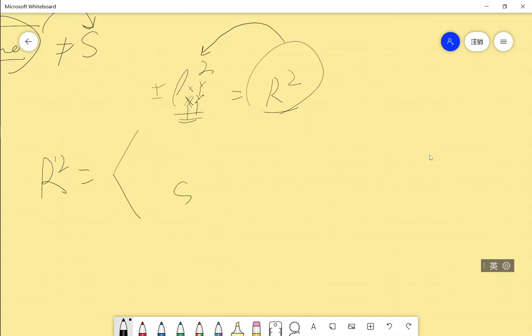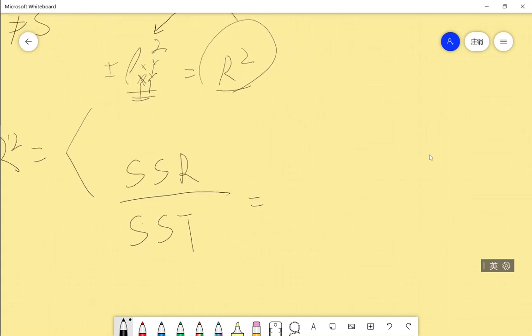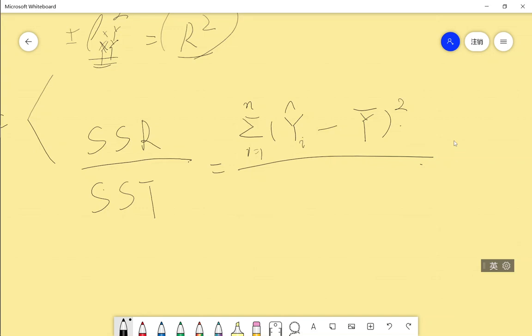All right, and of course, r square by definition is the sum of squares of regression divided by the total sum of squares. So what is the sum of squares of regression? The regression sum of squares uses the predicted value of y, you subtract the average, you get the difference, and you square that. You sum that over i equals 1 all the way up to n. That's how you calculate the regression sum of squares.